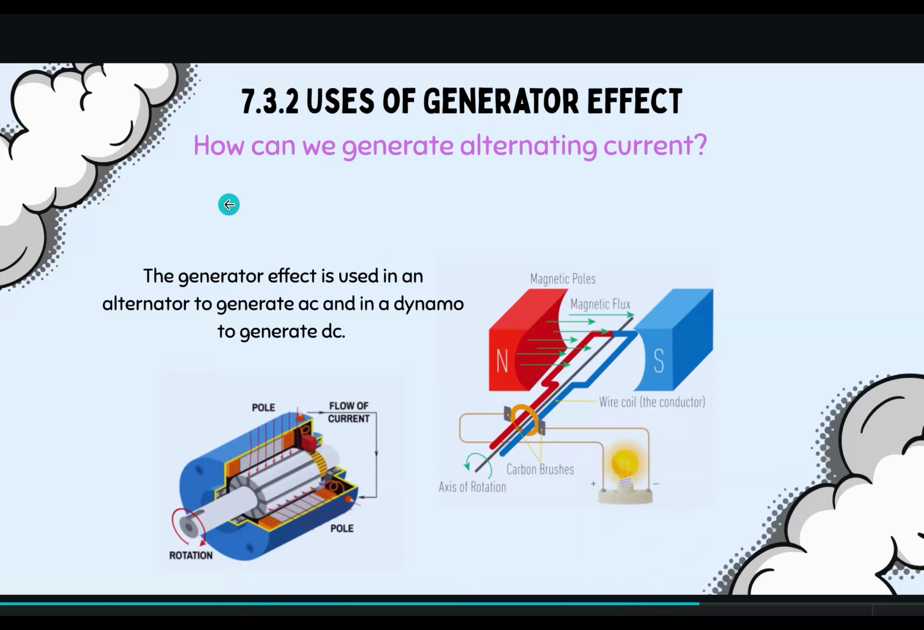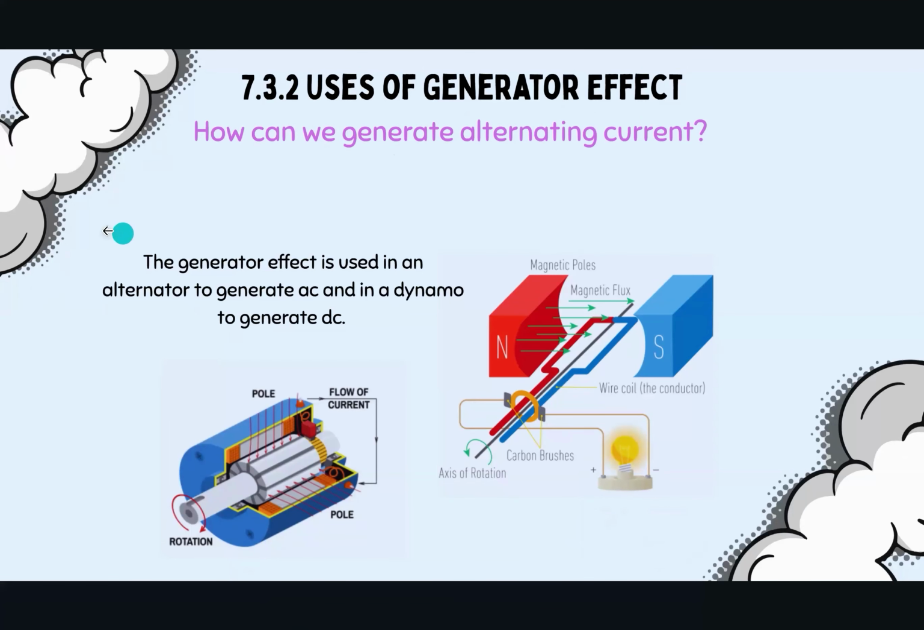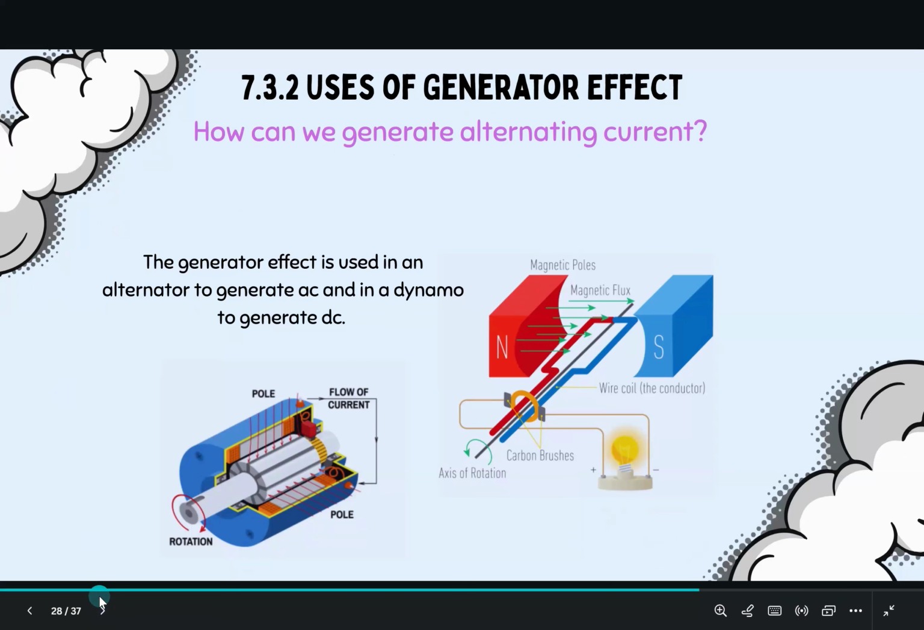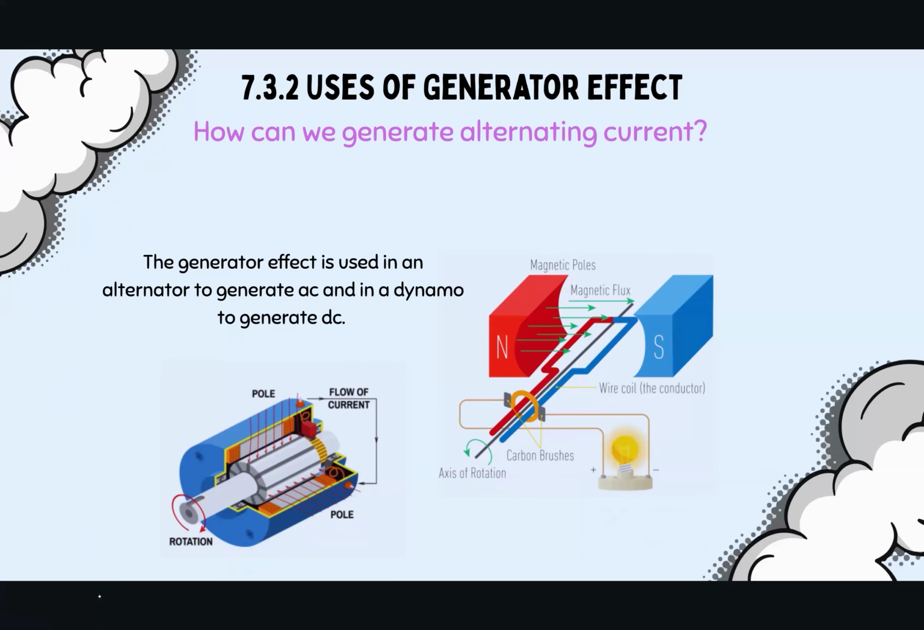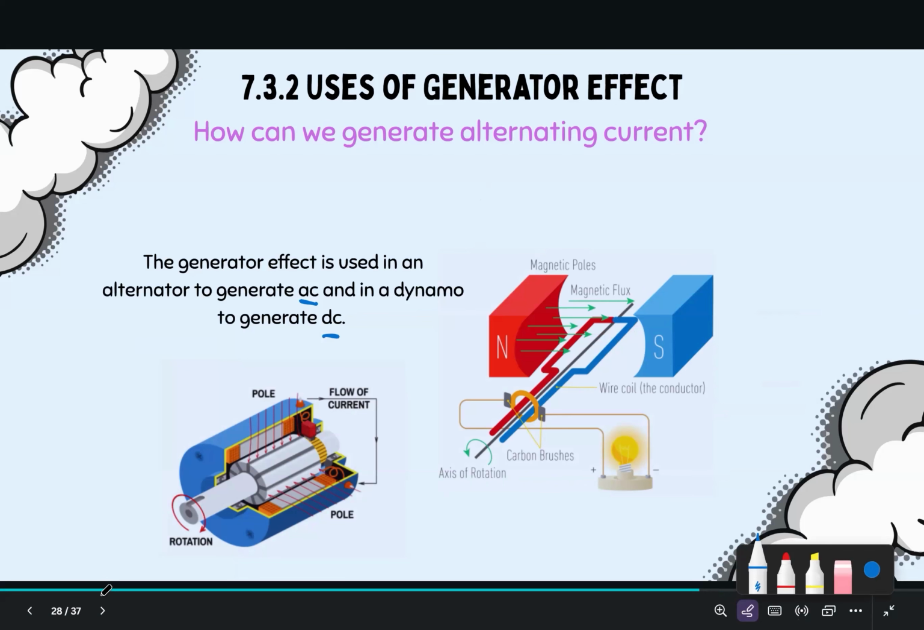Okay, so we're going to continue from where we left off yesterday. This is topic 7, so topic 7.3.2, uses of the generator effect. So the generator effect is used in an alternator to generate AC and a dynamo to generate DC. So AC is alternating current, so that's current that flows in two different directions, and DC, that's current that only flows in one direction.